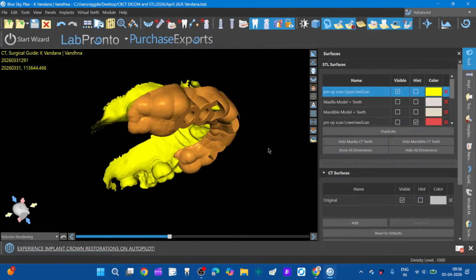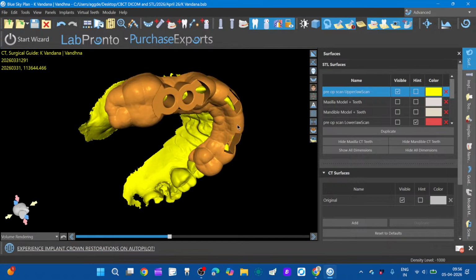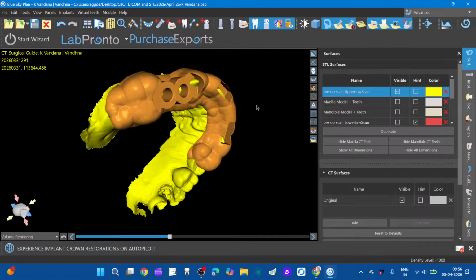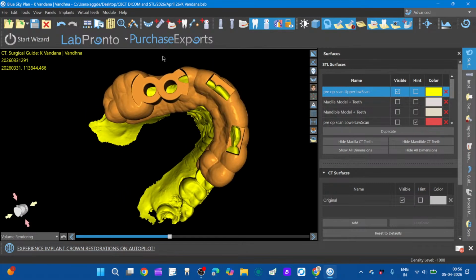Otherwise, all the undercuts that are there in the model are being taken care of by the software. You won't be feeling any difficulty when you place the guide in the mouth, because all the undercuts are automatically removed. Not like dentures where you grind the denture and then try to place it. Here it won't happen. It will just sit there. You just have to hold it with the hands and then you start drilling into this.